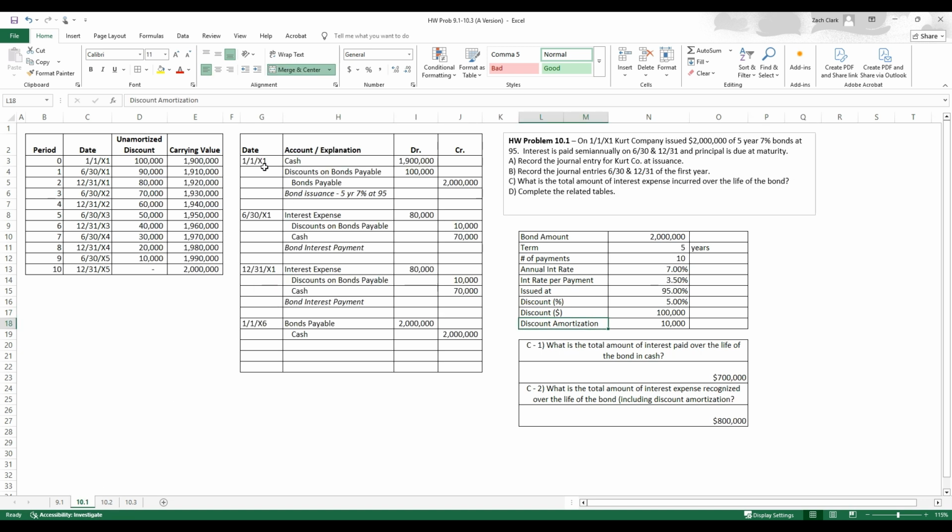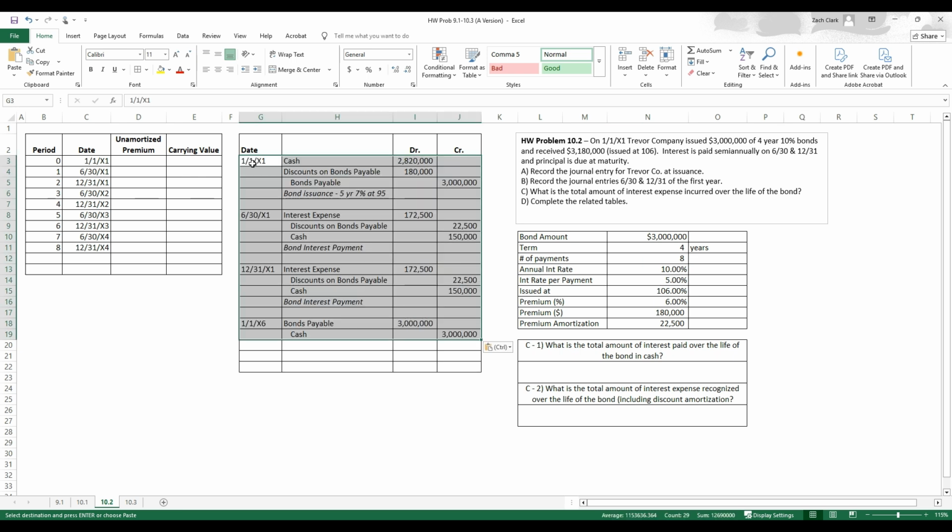Okay, so like I mentioned, let's go back here. I'm going to copy, and you can do the same if you want, the same journal entries. Now, keep in mind we have a premium now, so this is going to be a credit, and then it's going to be a debit when we're amortizing it. So we'll want to change that, and then here's a little trick too.